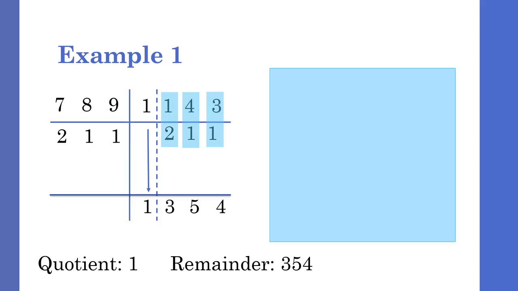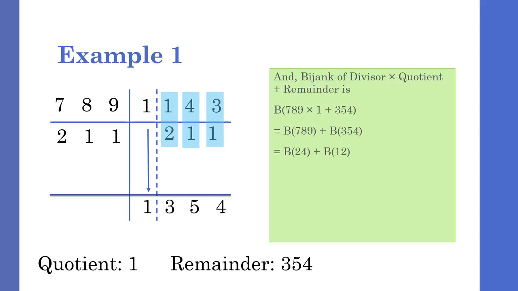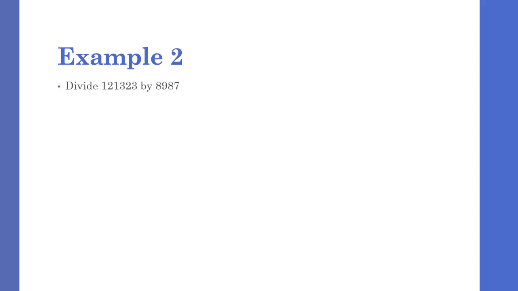I get quotient 1, remainder 354. Let us check for Bijank. The Bijank of dividend and divisor into quotient plus remainder verifies. Let us try a 4-digit divisor.